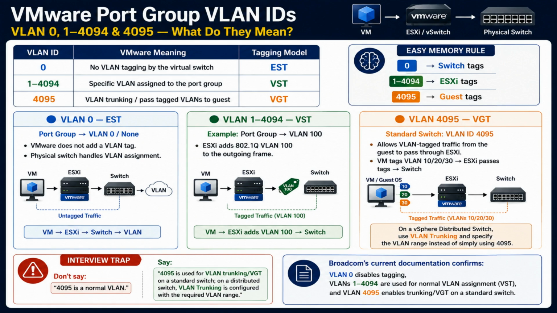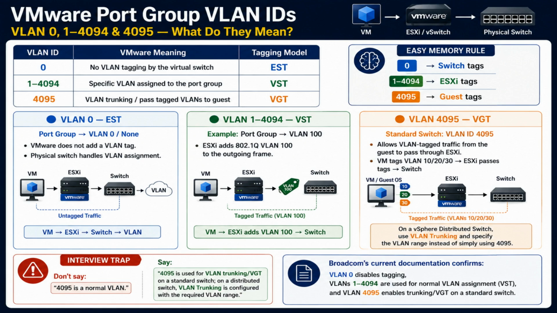And finally, VLAN 4095. On a standard vSphere switch, 4095 is used to allow VLAN-tagged traffic from the guest to pass through ESXi, which is associated with VGT. So an easy memory rule is 0, switch handles it. 1 to 4094, ESXi handles it. 4095, guest tagging or trunking.